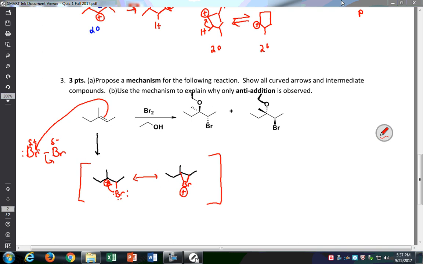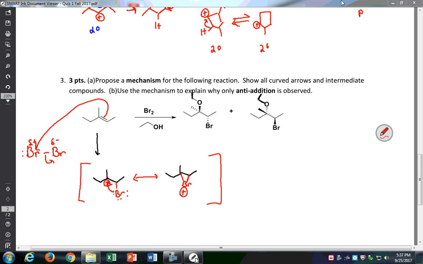Oftentimes in this mechanism, you'll see instead of this being shown, which is our resonance, you'll see just the bromine after this leaves coming back in and attacking. You'll see that in the book sometimes. But it's okay to draw it like this. This is just specifying the resonance structures. Sometimes the resonance structures are shown in the arrows. But this is the same thing. It means the same thing.